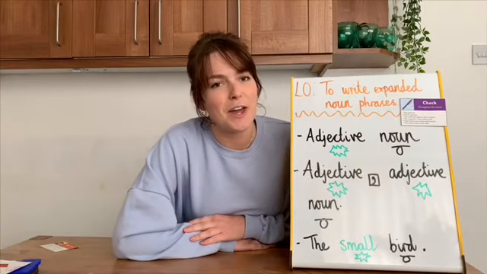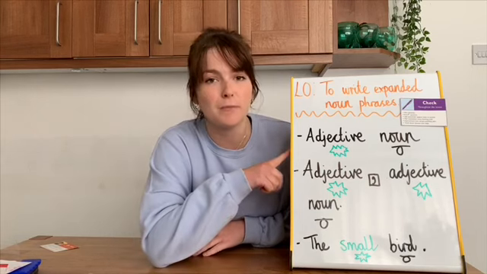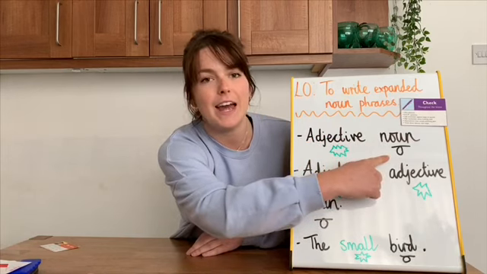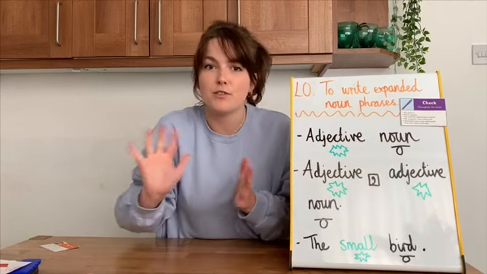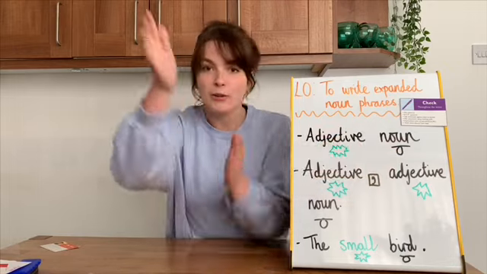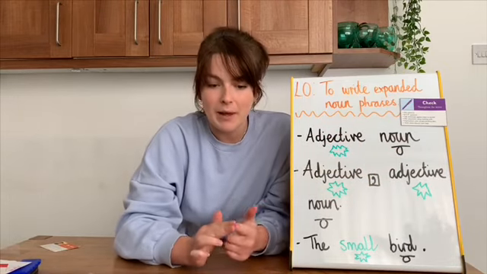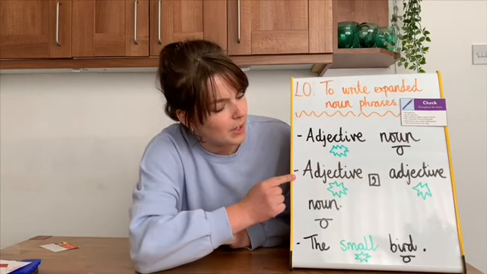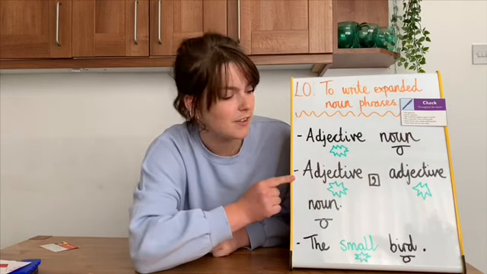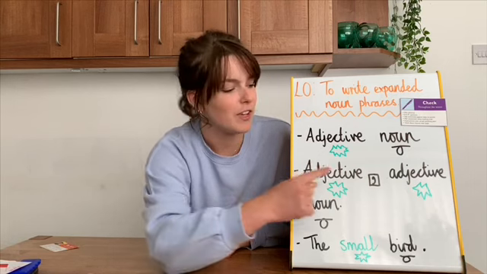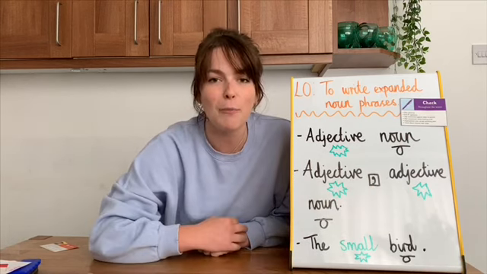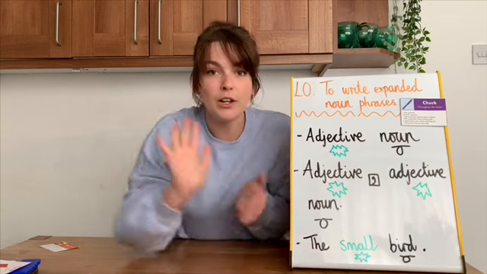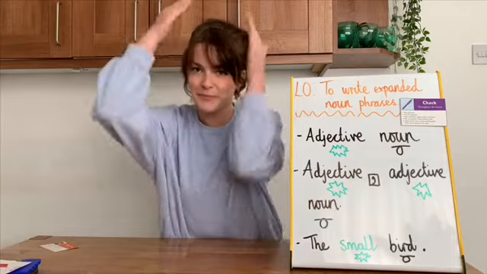Don't forget those steps to success. So remember, an expanded noun phrase is an adjective followed by a noun. The adjective is the describing word and the noun is a person, place, thing, animal or idea. Or you can have two adjectives, but if you do that, don't forget to put your comma in between them. So for example, the small bird.